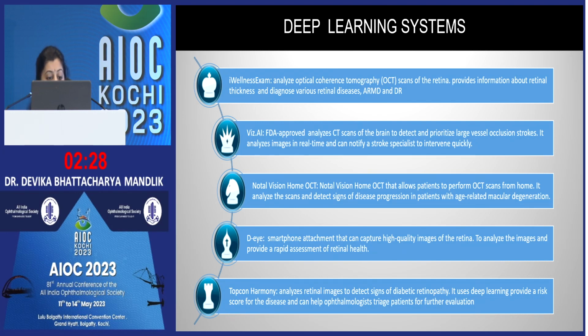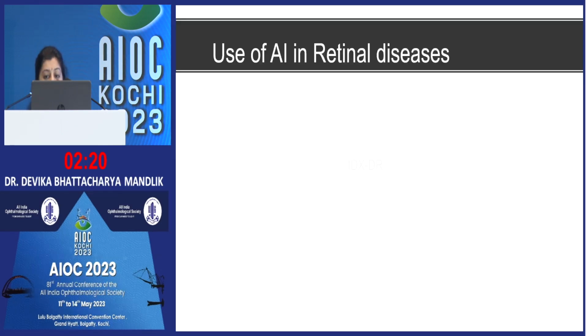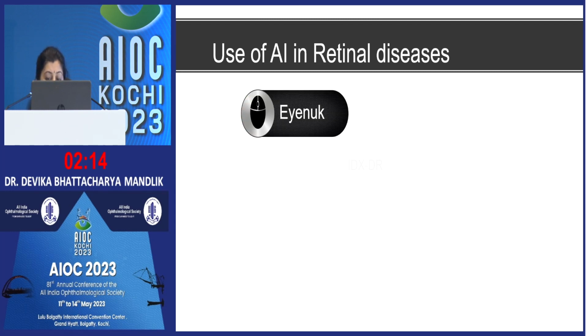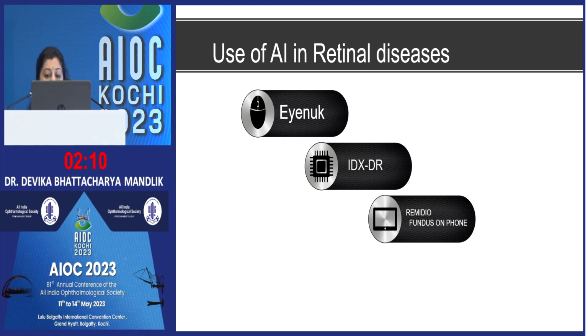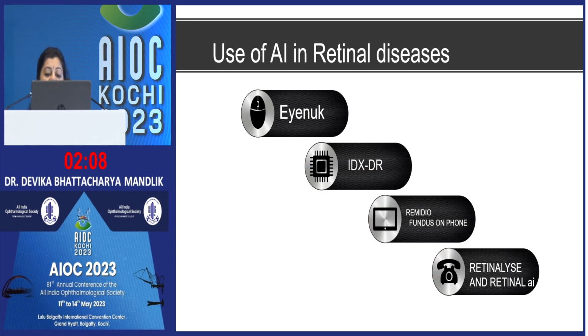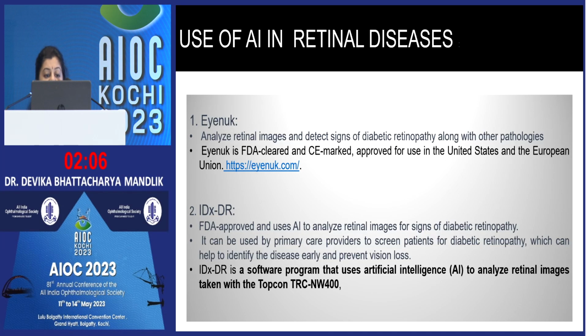We have IDx and Topcon Harmony, which have various products which use retinal images to detect signs of diabetic retinopathy. Now coming to individual subspecialties, we have the use of AI in retinal diseases, which has iNuke, IDxDR, Remidio Fundus on Phone, and Retinalyze and Retinal AI, which is an app. iNuke is a website. This is FDA cleared and CE marked.